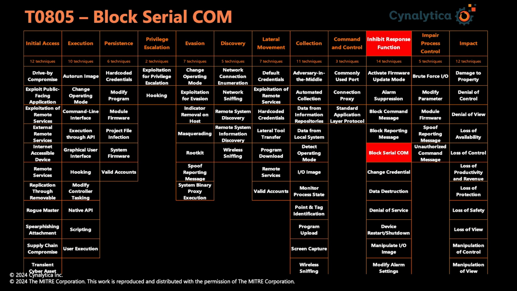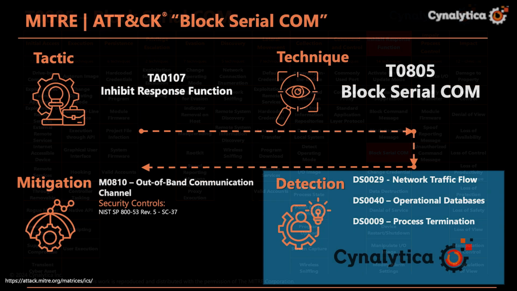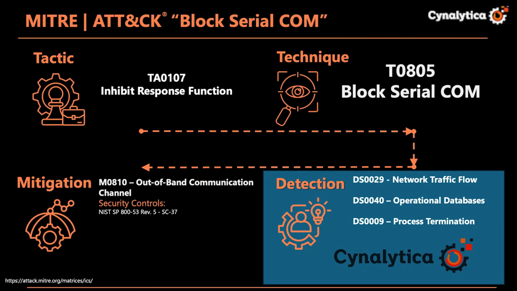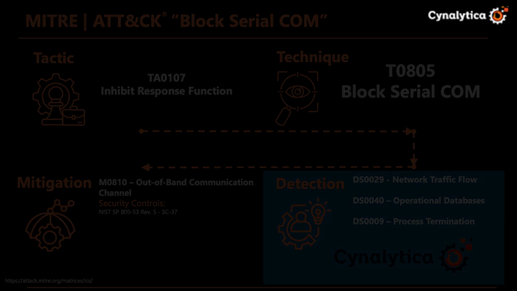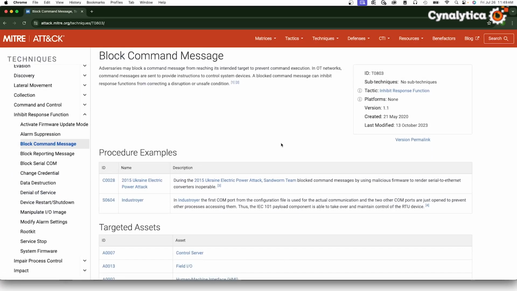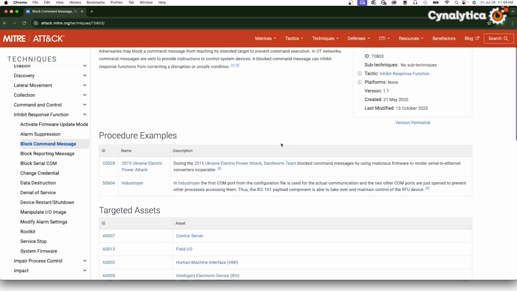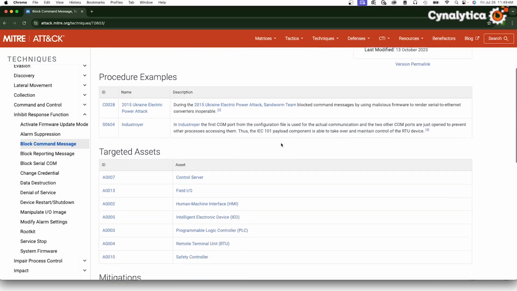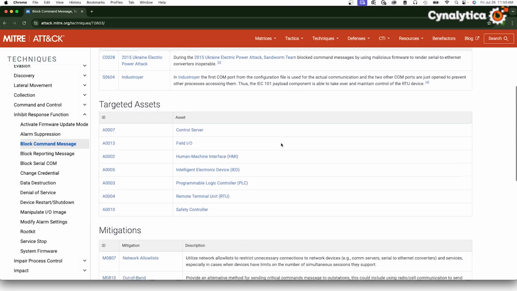And in our fourth and final scenario we will cover is the MITRE ATT&CK tactic inhibit response function technique T0805, block serial communications. Adversaries may block access to serial communications to prevent instructions or configurations from reaching target devices. Blocking device serial comms may also block command messages and block reporting messages. The mitigation we will employ is M0810, out-of-band communication channel.